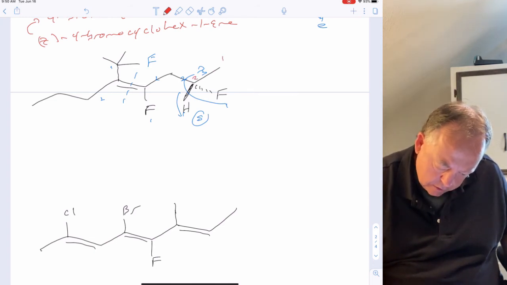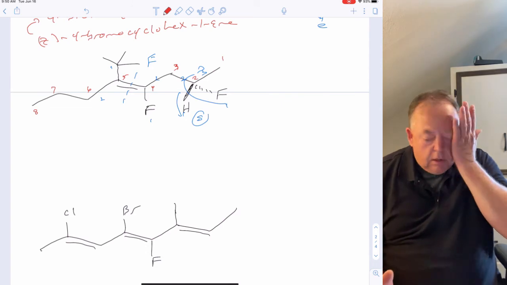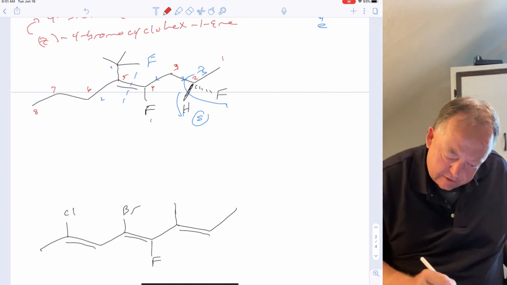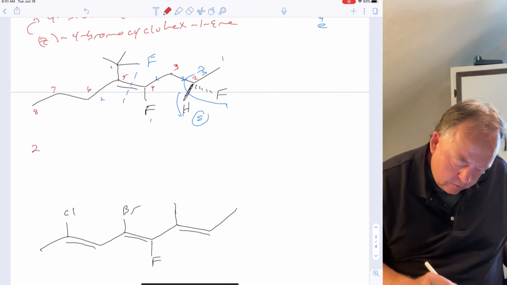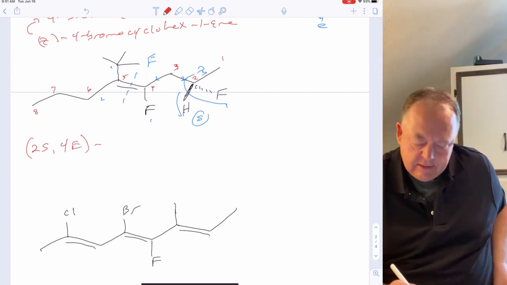That's 1, 2, 3, 4, 5, 6, 7, and 8. Okay. So carbon number 2 was S, comma, carbon number 4 is where the double bond starts at, and that is E. So 2S4E is the stereochemistry.